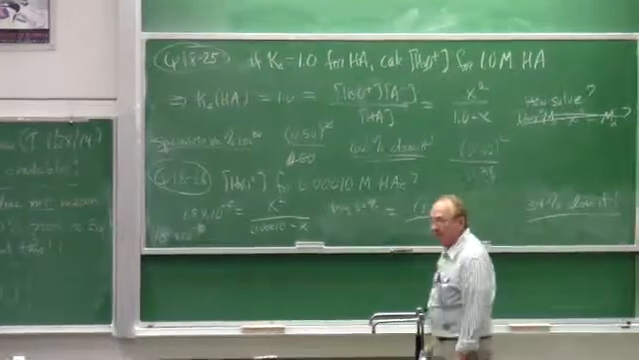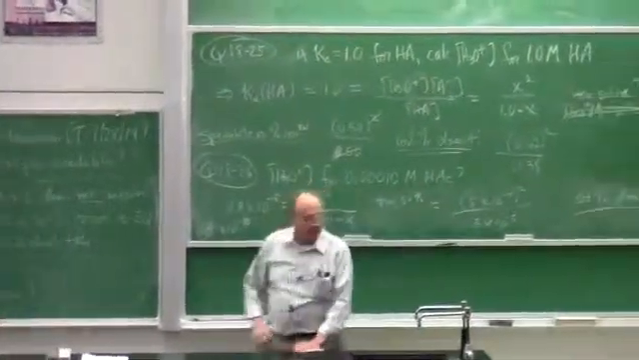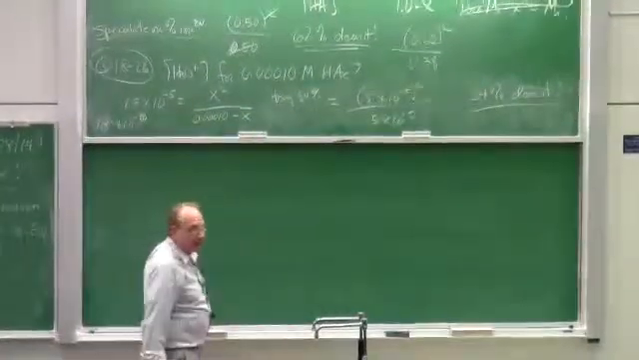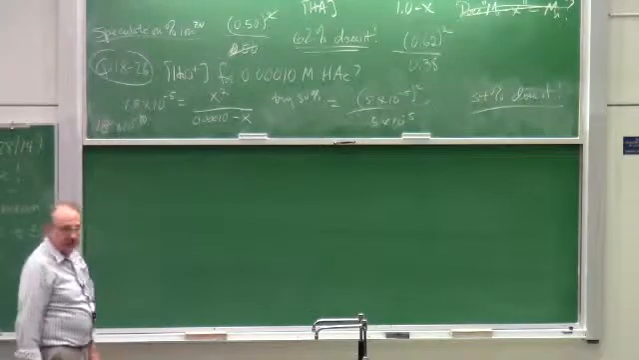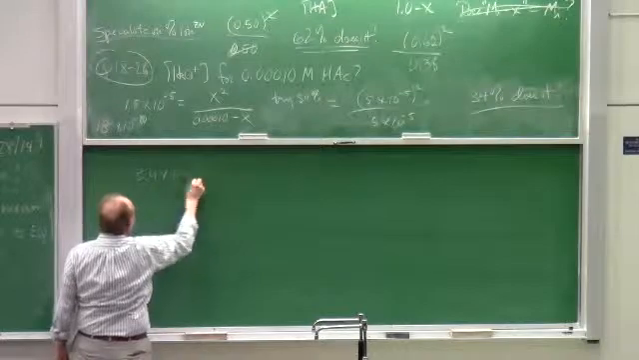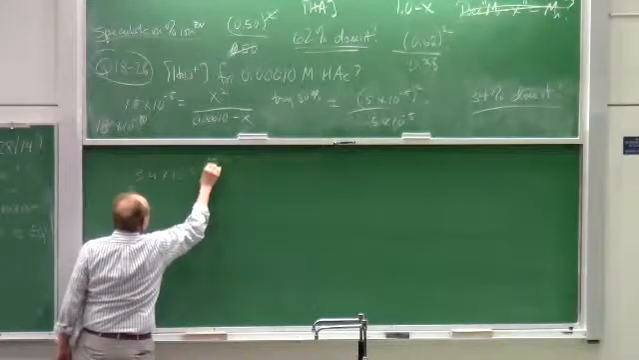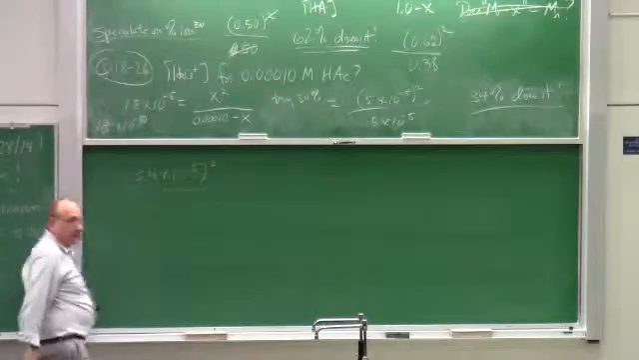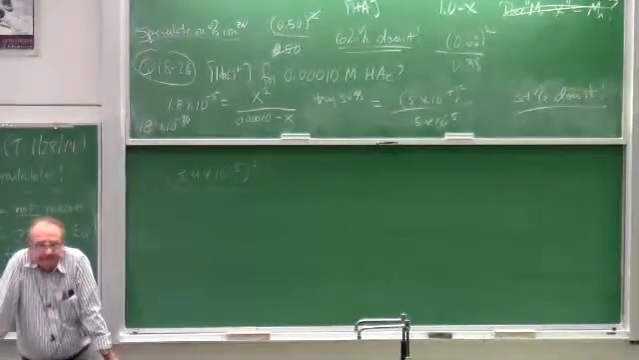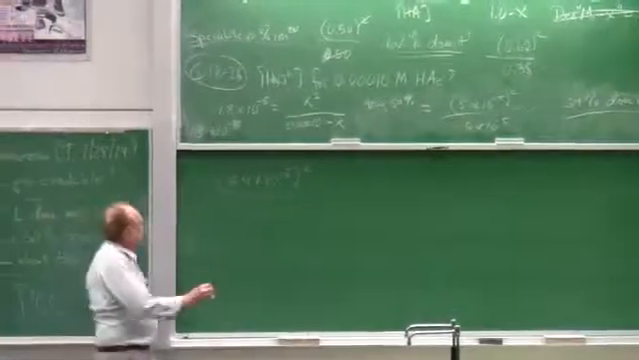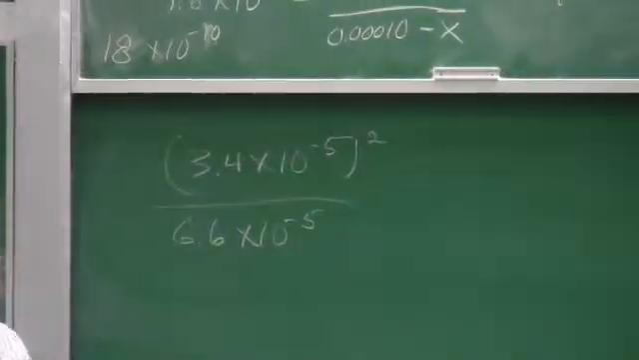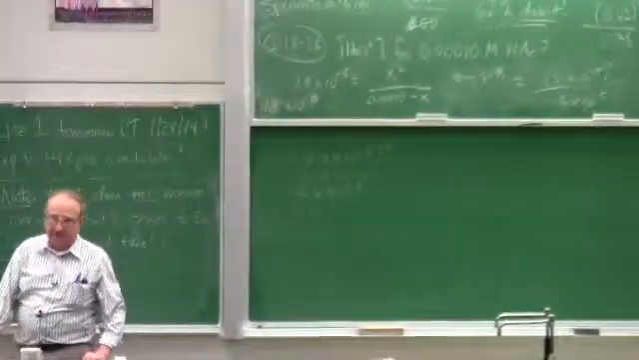You know how to play the game now. 34% does it. What will we get for 34% from a number standpoint? We'll get 3.4 times 10 to the minus 5 quantity squared. What do we get in the denominator? What is it? 6.6. Grind this out, you get 1.8 times 10 to the minus 5.